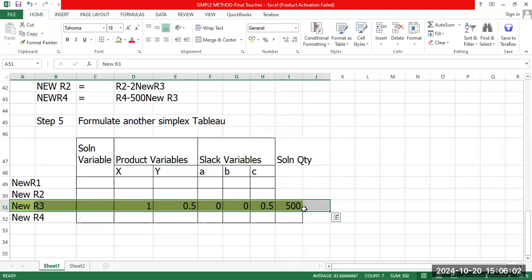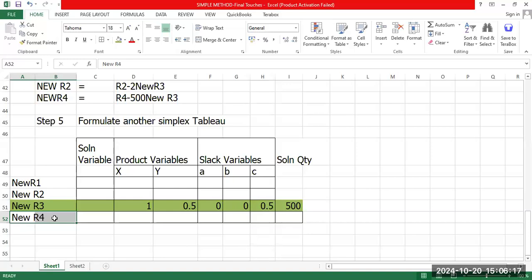Once you're done with your pivot row, colleagues, to know whether you're going to repeat the procedures or not, I advise you, start with row 4. Before I continue, every time you find that here you have 1, then the original slack variable that was here is going to change. It's going to change to x.